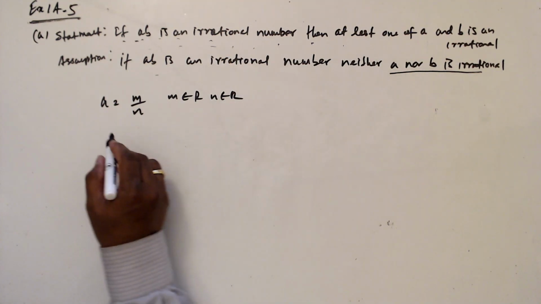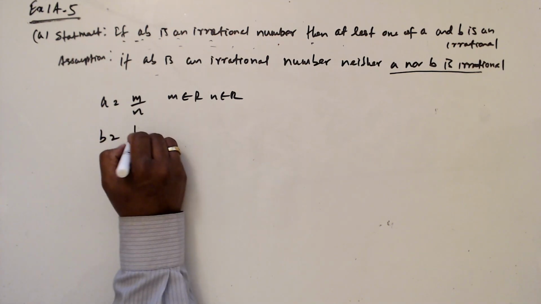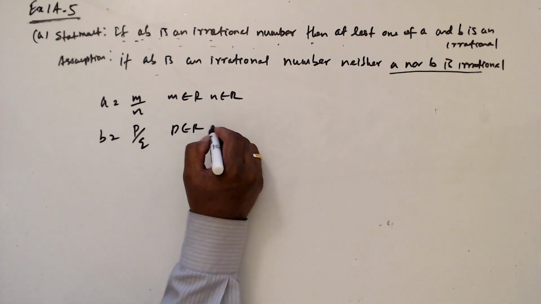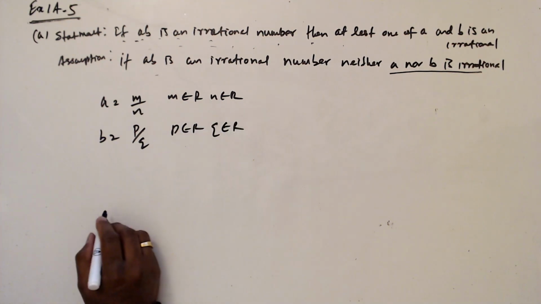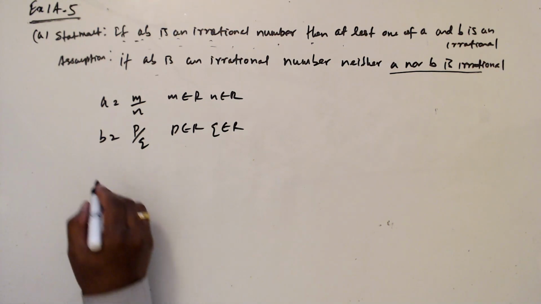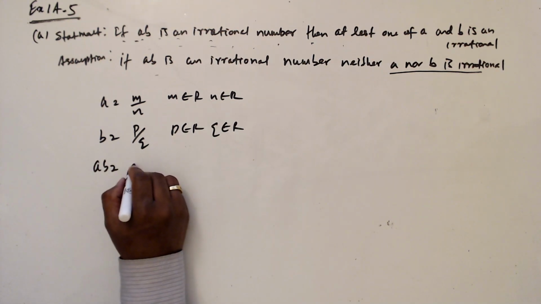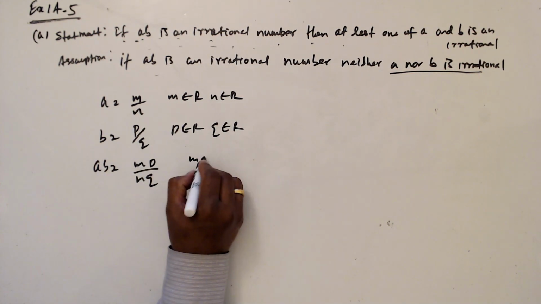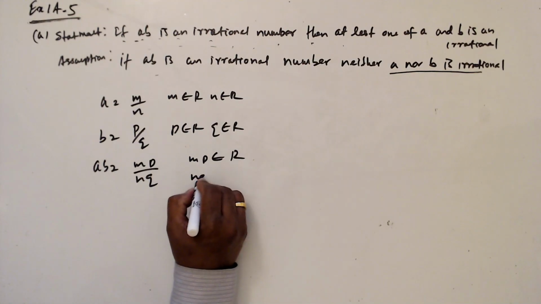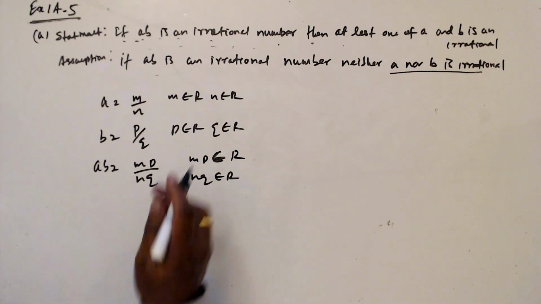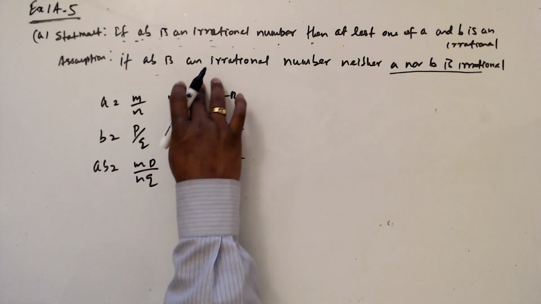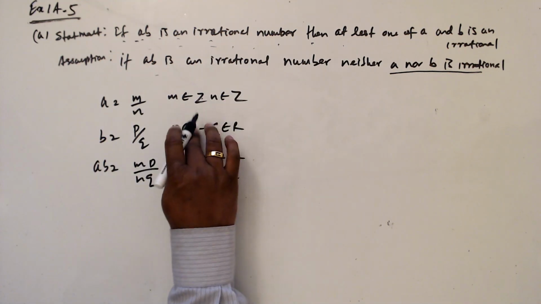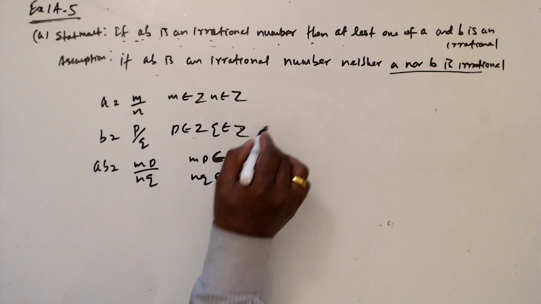If B is a rational number, then we can write B as P divided by Q, where P and Q are elements of the real numbers. Now let's discuss what AB is. AB is MP over NQ. Sorry, I have to make a small change. MP and NQ are integers.